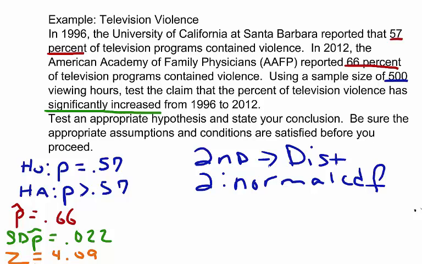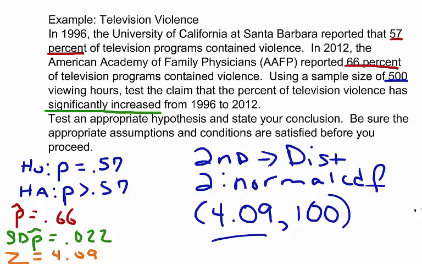From here, you'll be asked to establish a lower bound and an upper bound. Now, because we're looking to see whether the percent of television violence has significantly increased, we're going to set our lower bound at 4.09, our z-score, and our upper bound just needs to be some value that's off the curve. You can use 5, 10, 20. I usually use 100 as my default value for upper bounds. So if my lower bound is my z-score, then I use an upper bound of 100.